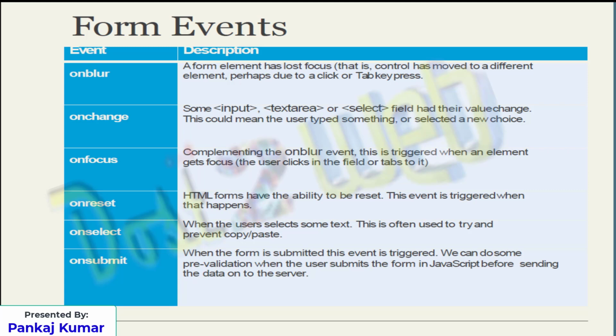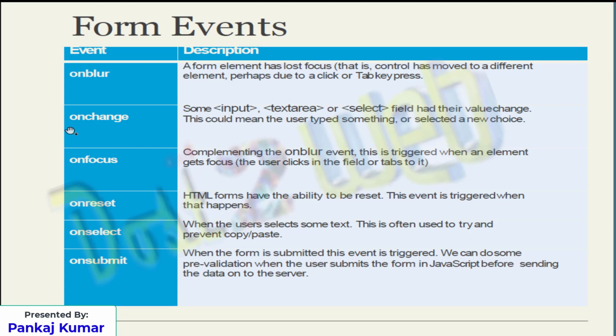You can see we have used onblur here. If you use this onblur method, that means a form element has lost focus. That is, the control will be moved to a different element. When you press the tab button, just observe whenever you are filling any form, keep pressing the tab button. Then you will see the highlighting gets blurred, right? That means focus will not be there on the particular element when you moved.